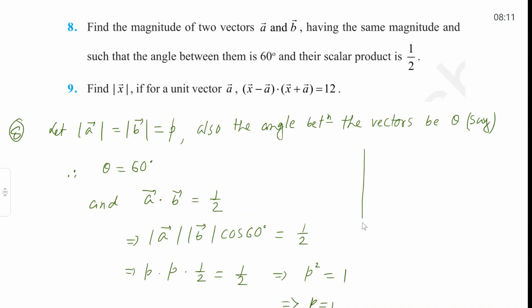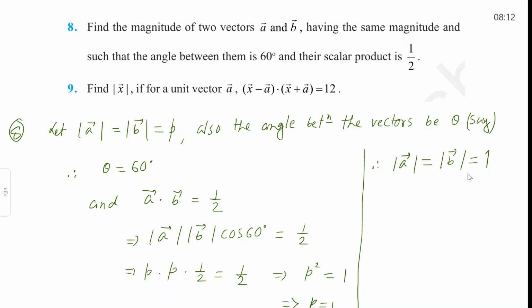So after this you write, therefore modulus of a bar is equal to modulus of b bar, of equal magnitude, and this is equal to 1, and so these two vectors are actually unit vectors because modulus are equal to 1.